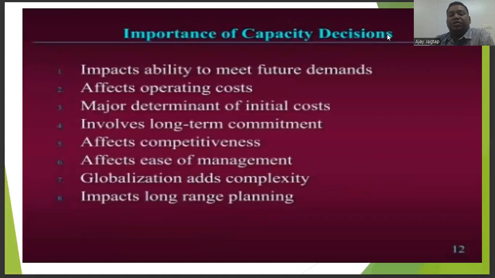Infrastructure capacity decisions. Importance: the ability to meet future demands, affecting the costs, measuring the return on the cost, and other aspects and measures of capacity. In the case of management, globalization adds complexity across nations and impacts long-range planning.